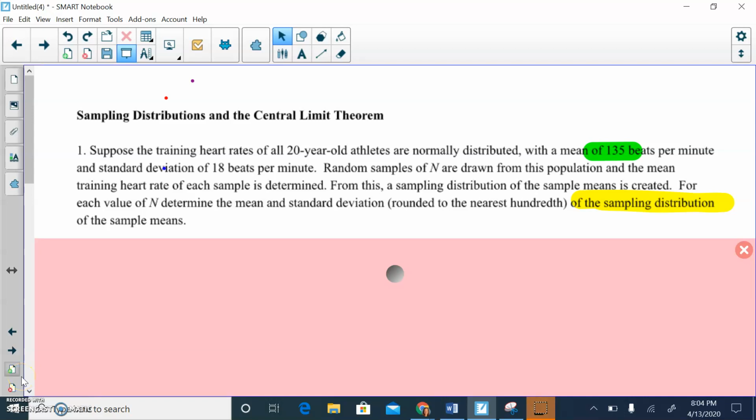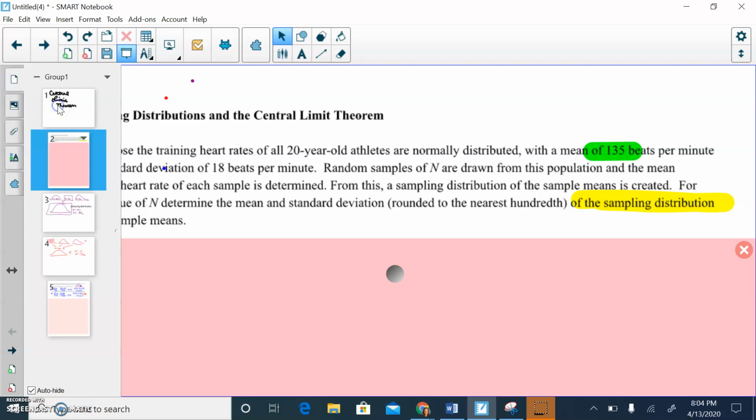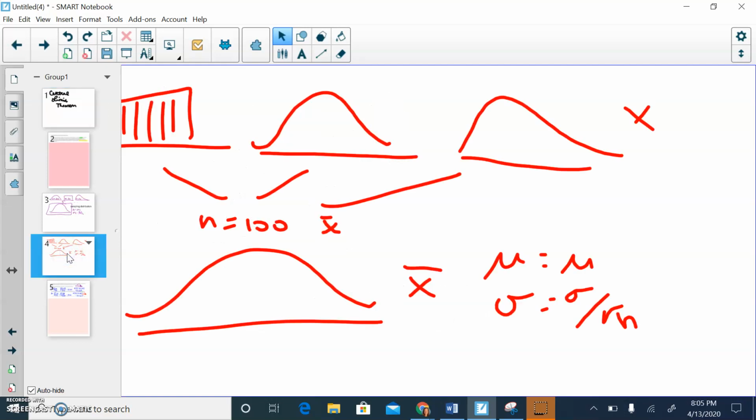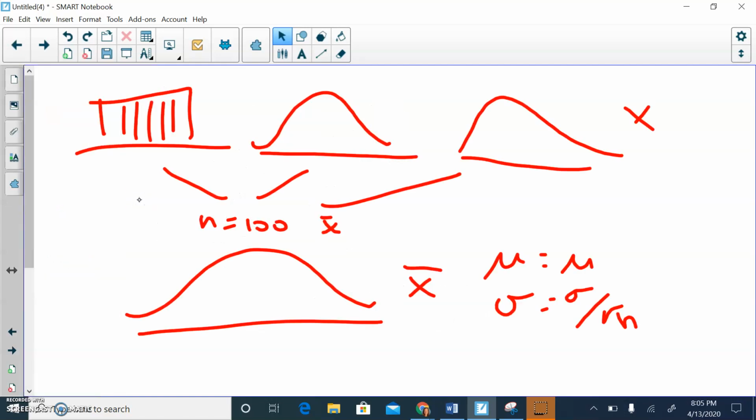Hello, today we are continuing the central limit theorem, and we are going to first start with talking about just the mean and standard deviation of a sampling distribution. So if we go back, the central limit theorem is the fundamental theorem of statistics. This is what you should have gotten from your simulation the other day.